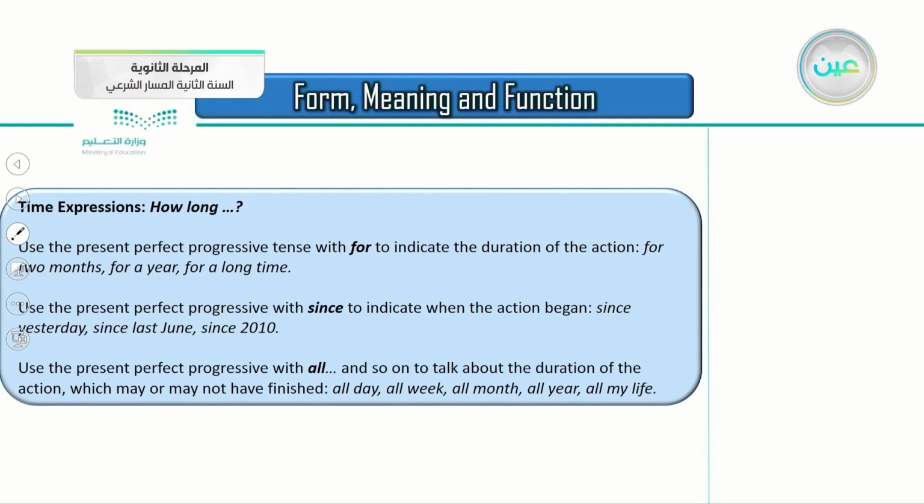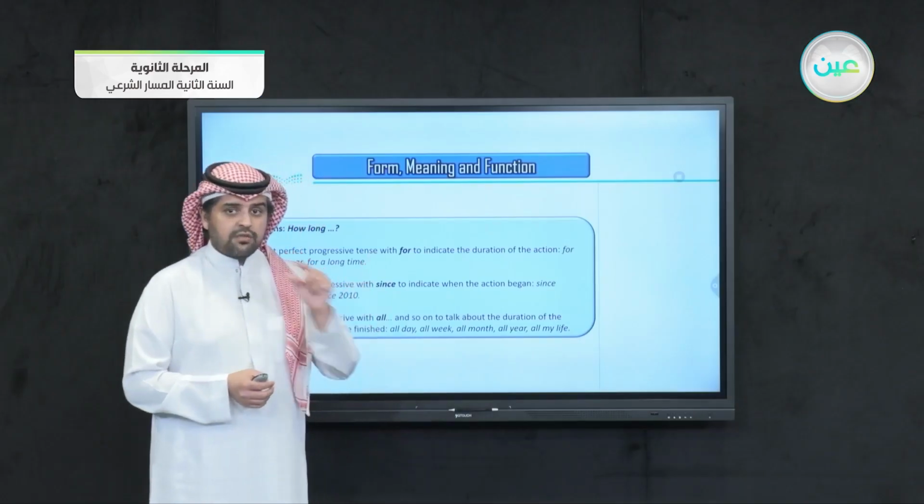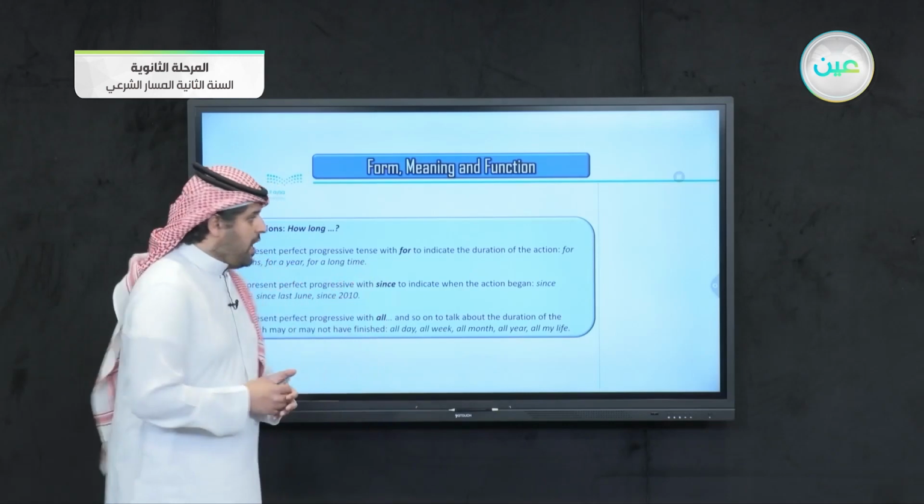Time expressions using how long. Use the present perfect progressive tense with for to indicate the duration of the action. For example, for 2 months, for a year, for a long time, and so on. For example, when you say, I have been studying for 6 hours, this is the duration, for 6 hours.